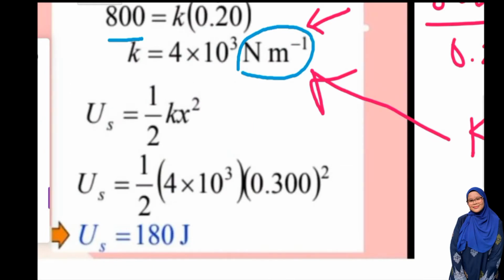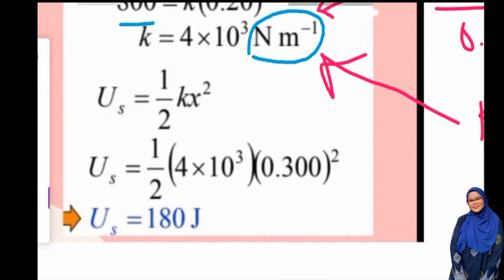Okay, so after we get k, which is the spring constant, we can finally substitute the value into the equation. So 1 over 2 times k, the spring constant, kita dah dapat 4 times 10 to the power of 3, times x, the extension. When the extension is 30 cm, we have to convert into meter. So we have 0.3 to the power of 2, and then we get 180 joule. Okay, that's it.